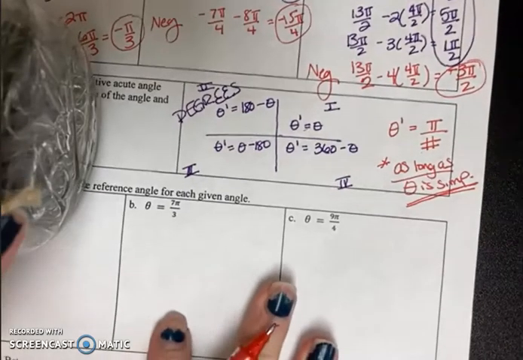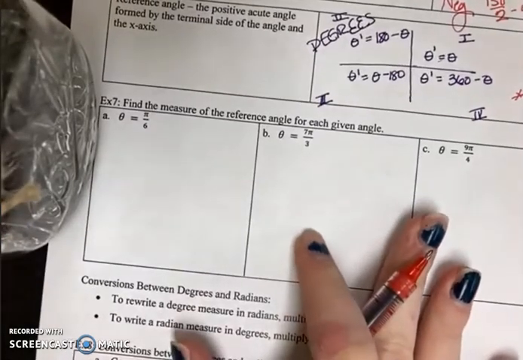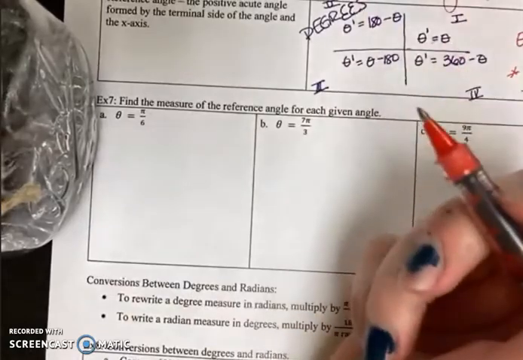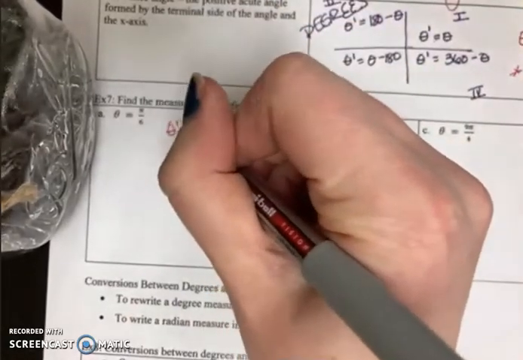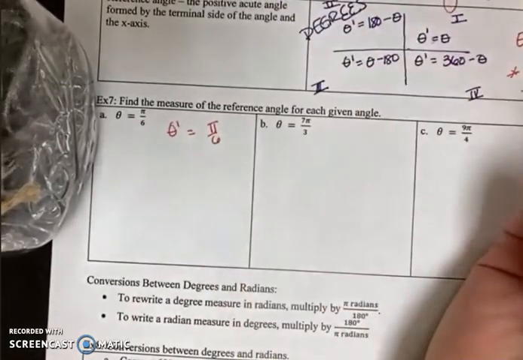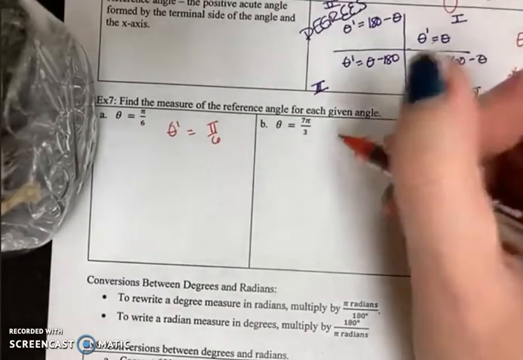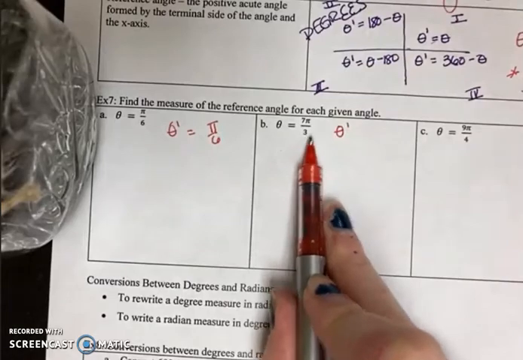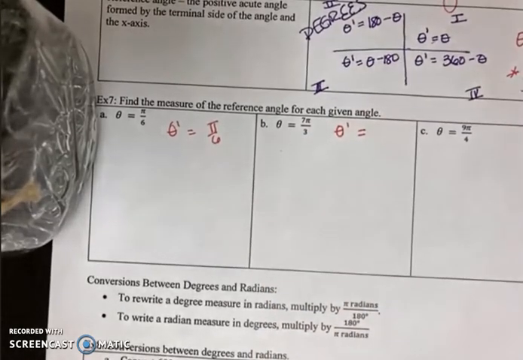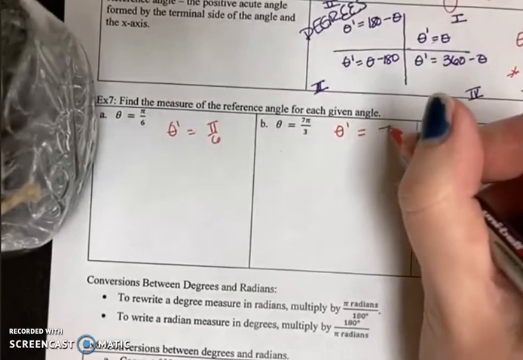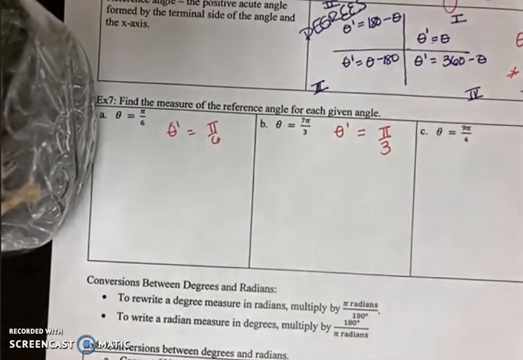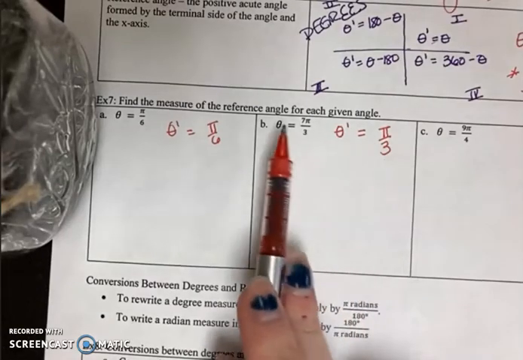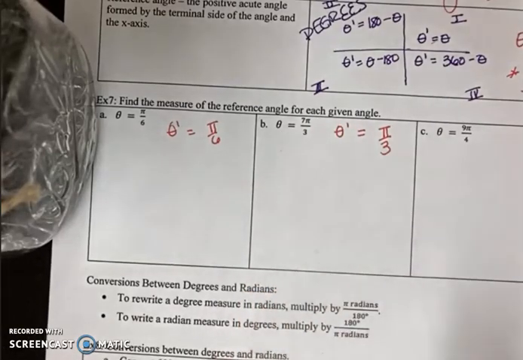So hopefully you have that written down now. And we're just going to start listing theta prime. Super easy. If theta is pi over 6, theta prime is pi over 6. If theta is 7 pi over 3, theta prime is pi over 3, because it's always just 1 pi over the denominator. So 7 pi over 3 has a reference angle of pi over 3.